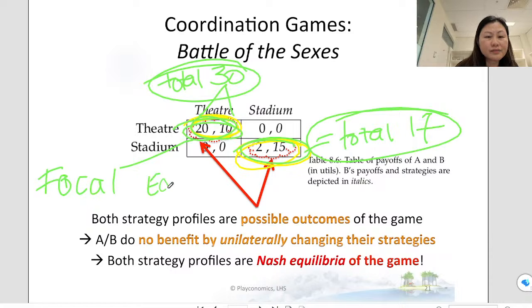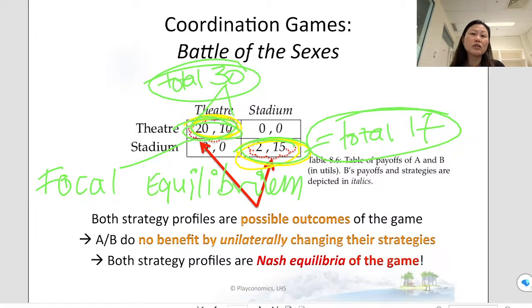Focal. That is called focal equilibrium. A focal equilibrium is an equilibrium that players select by default when multiple equilibria exist. A focal equilibrium is a type of solution in a coordination game where players naturally gravitate towards one specific outcome, not because it's mathematically superior, but because it stands out as the most obvious or salient choice.